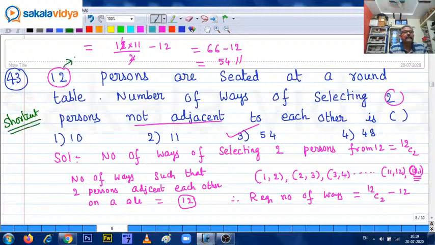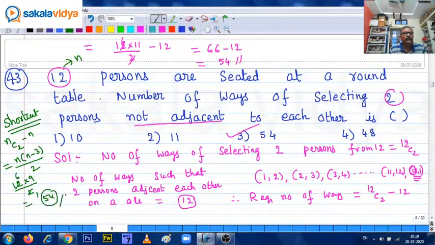For example, n persons are seated at a round table. The number of ways of selecting two persons not adjacent to each other is nC2 minus n, which is equal to n times (n minus 3) by 2. Here substitute n value 12. So the required number of ways is 12 times 9 upon 2, 2 6 ja. So you will be getting 54. So this is also one of the ways we can follow.